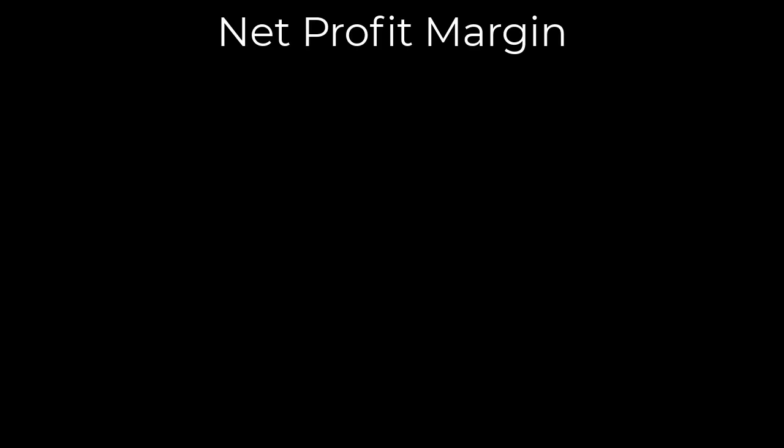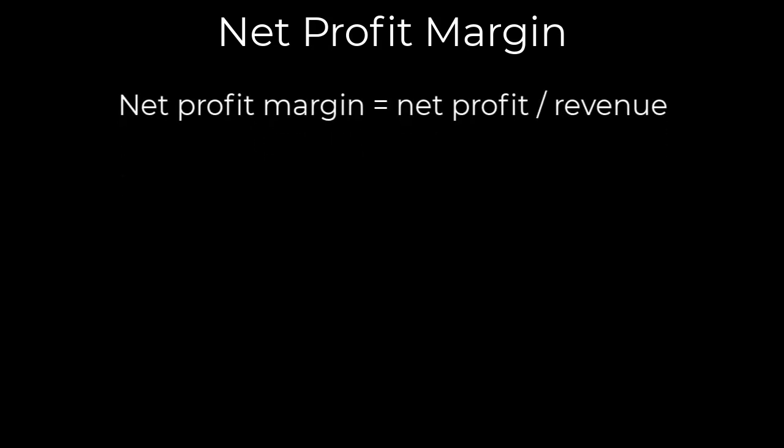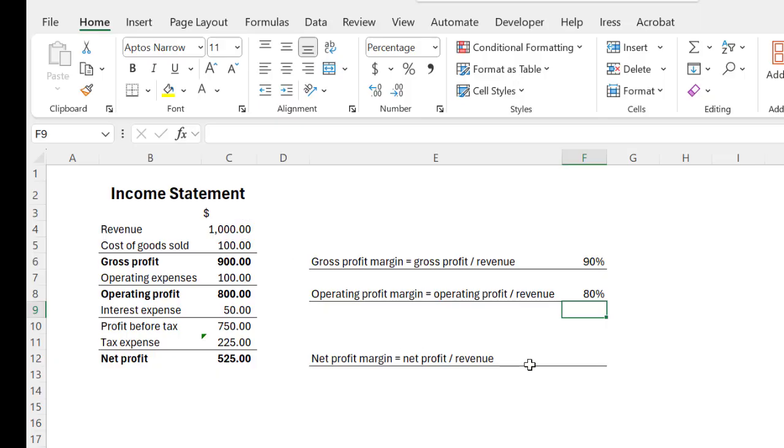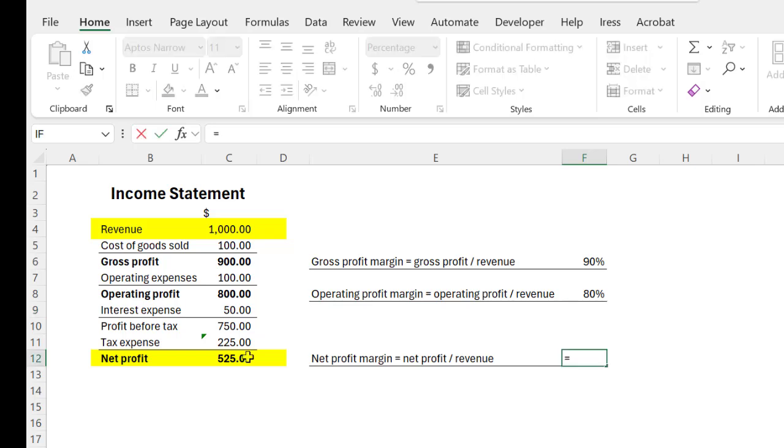Our third profitability ratio is net profit margin. To calculate the net profit margin, we divide net profit by revenue. Net profit margin tells us how much profit is left over after we account for all of our expenses, including interest and taxes. Our net profit is $525 and our revenue is $1,000.